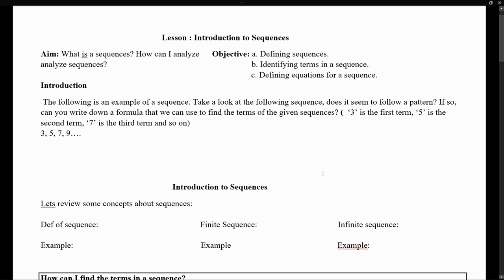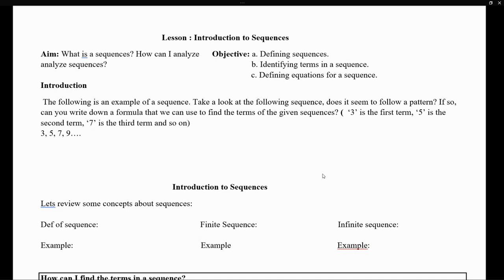In this video, we will introduce the idea of a sequence. So let's start by looking at this introduction example here, which states the following. It's an example of a sequence. And let's take a look at the sequence and see if it follows a pattern.